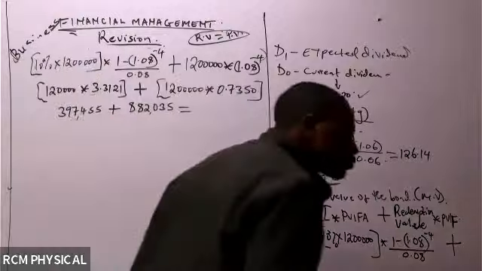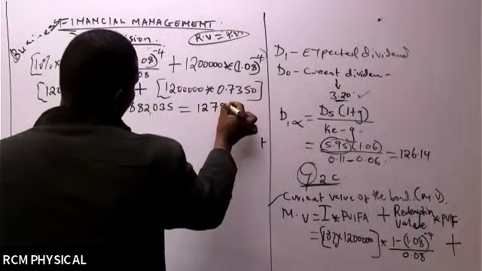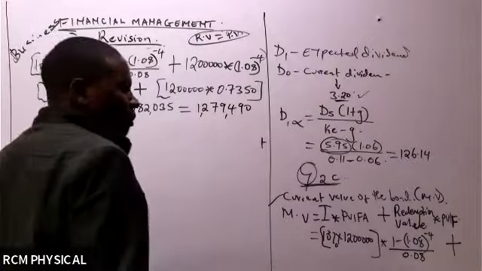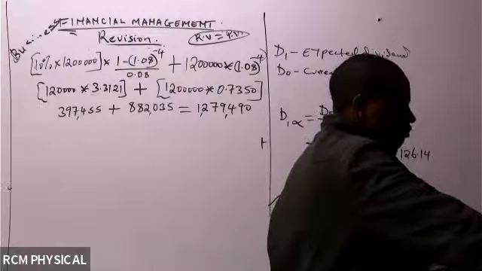You're getting 1279.8. So that is the market value of the gold.